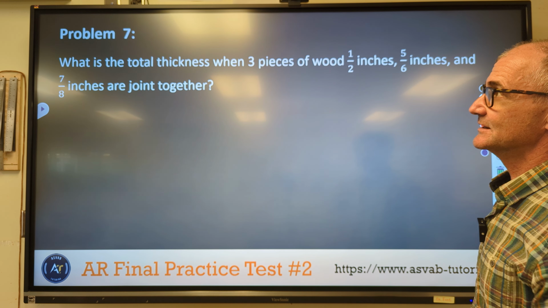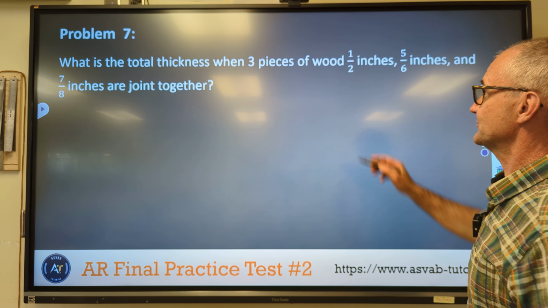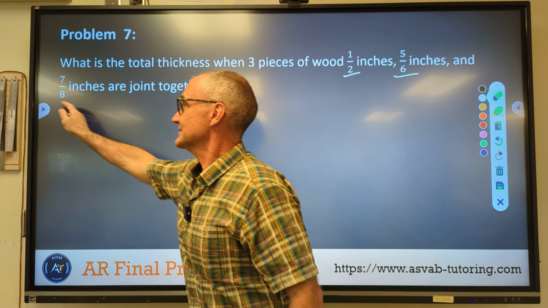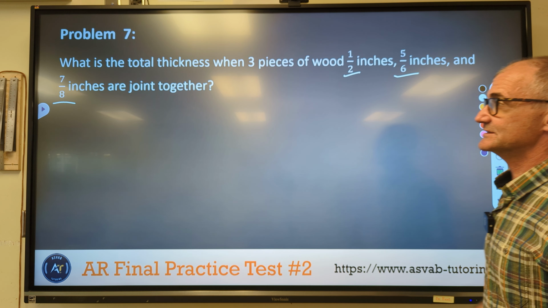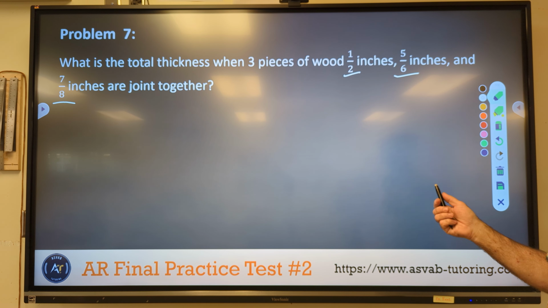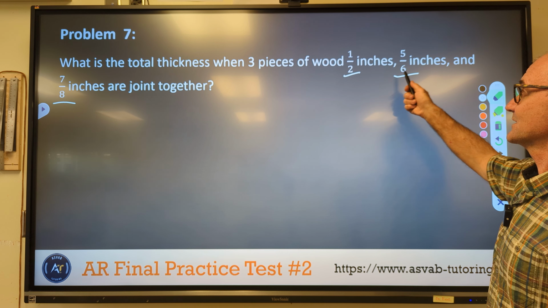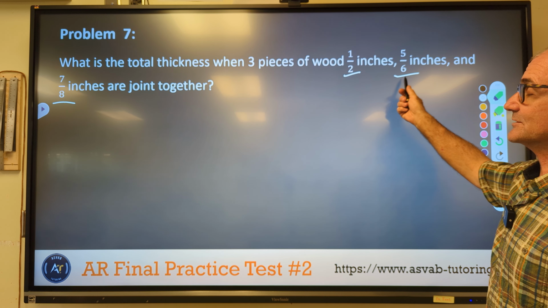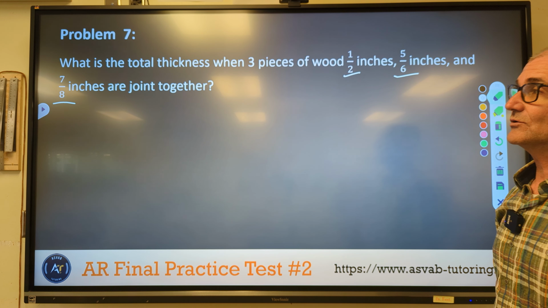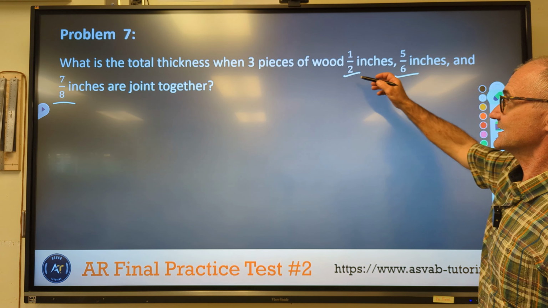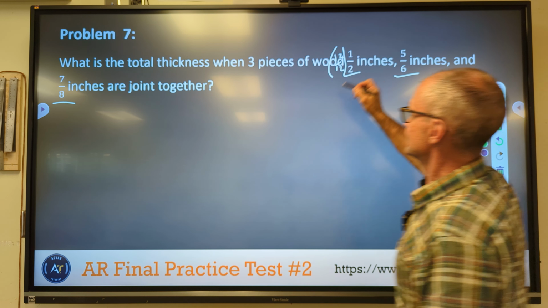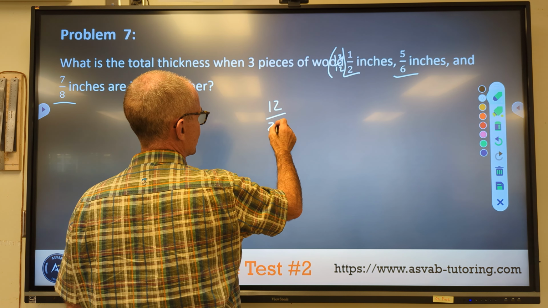All right, problem number 7. What is the total thickness when 3 pieces of wood, 1/2, 5/6, and 7/8 are joined together? Well, again, it's going to be adding fractions. I need a common denominator. I'm looking for a number that 2 goes into, 6 goes into, and 8. 12 won't work. 12, 24, they'll all go into 24. So I got to multiply this by 12 over 12. That's going to give me 12 over 24.